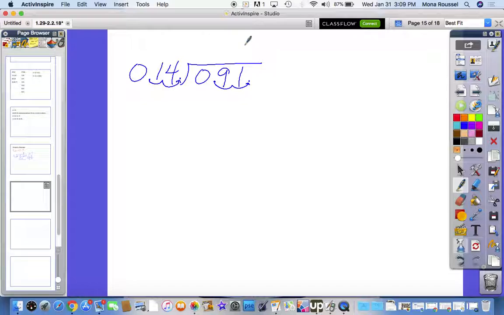14 goes into 91 6 times. 6 times 4 is 24. 6 times 1 is 6, plus 2 is 8. We're going to subtract this, and we get a remainder of 7, which is less than the divisor of 14. So, remember, we can't leave a remainder here, so we're going to have to bring this decimal up, add a 0 behind that decimal, and then we can continue to divide.